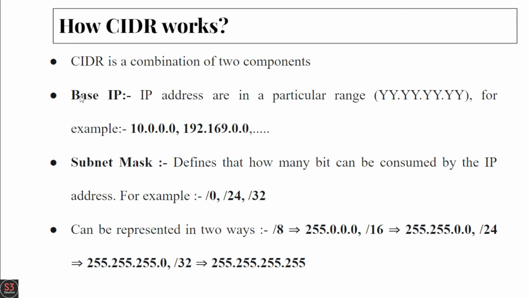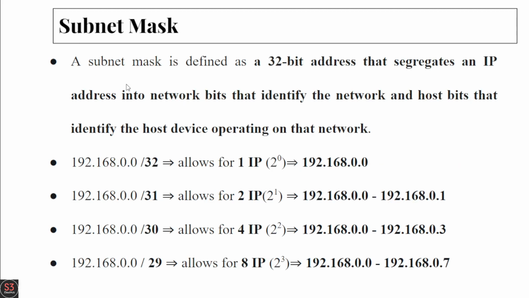It has two components, base IP and subnet mask. So now let's see what is a subnet mask. A subnet mask is defined as a 32-bit address that segregates an IP address into network bits that identify the network and host bits that identify the host device operating on that network. So, let's take some examples of our subnet mask so we can be more clear on what a subnet mask actually is and why it is important.